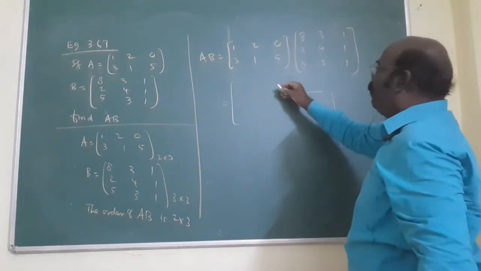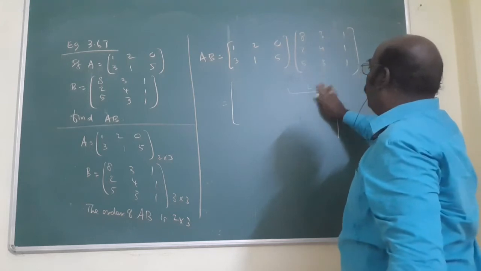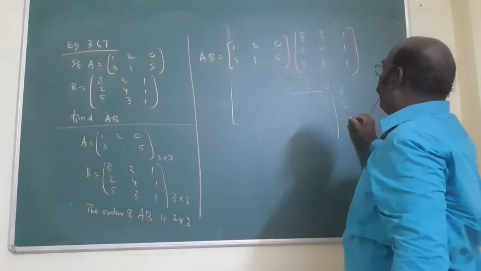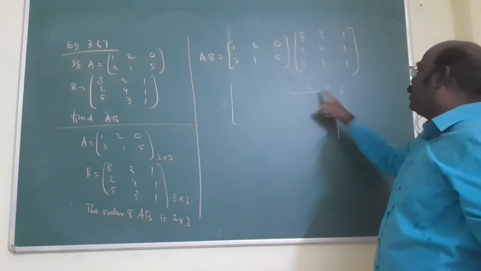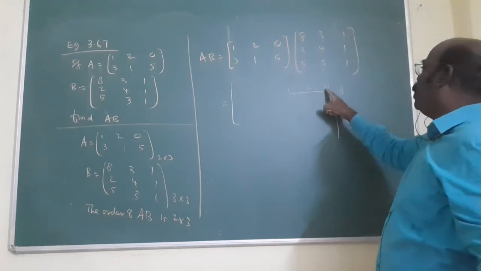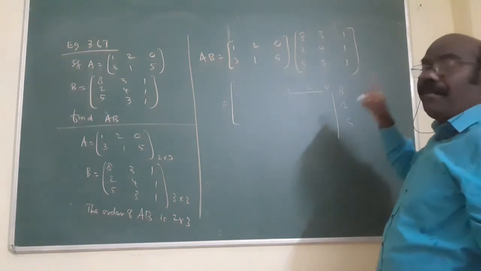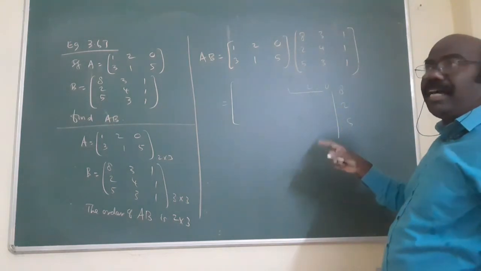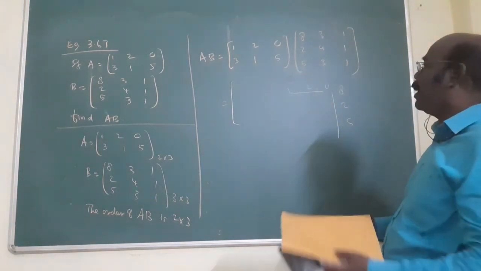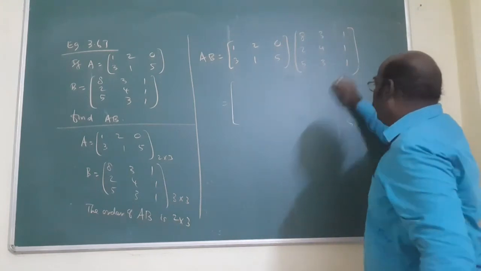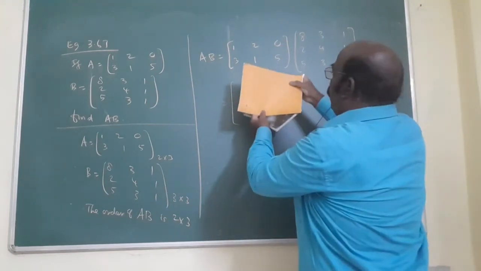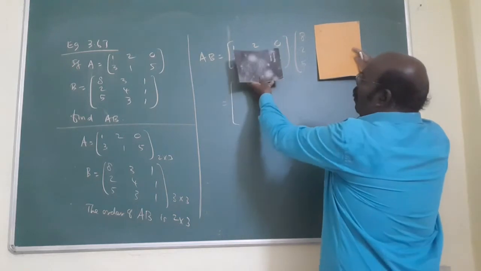Am I right? The first row elements 1, 2, 0. Here, 8, 2, 5. Multiplication means 1 8s are 8, 2 2s are 4, 0 5s are 0. In this way, you multiply and add. This is called matrix multiplication, not like addition and subtraction. That's a very important concept.